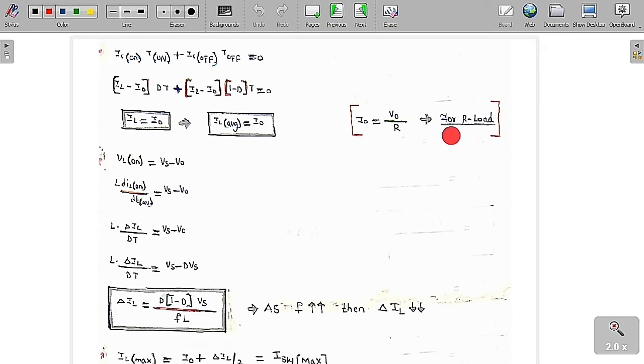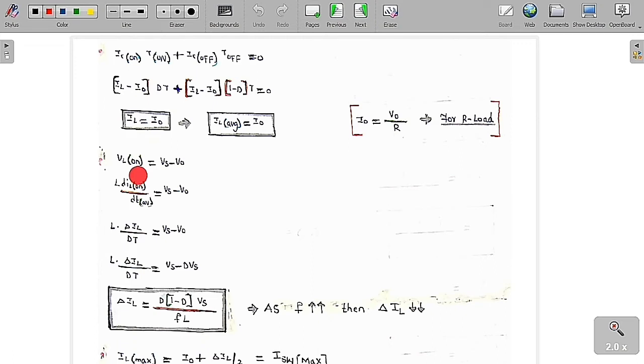Suppose the load is a resistive load, then I naught is equal to V naught by R. Then I am going to analyze the turn on condition. When the switch is on, VL on, the voltage across the inductor during the on time, is equal to Vs minus V naught.